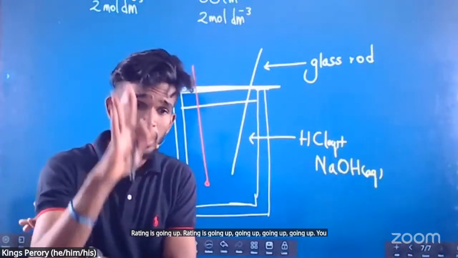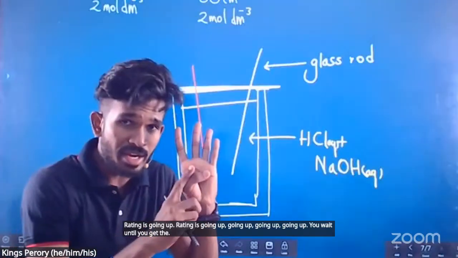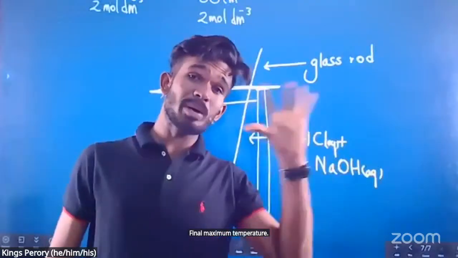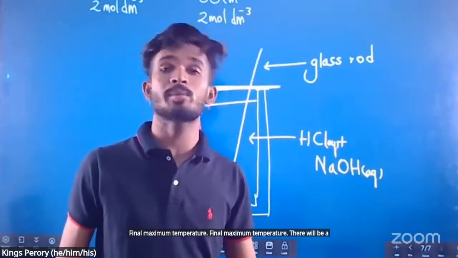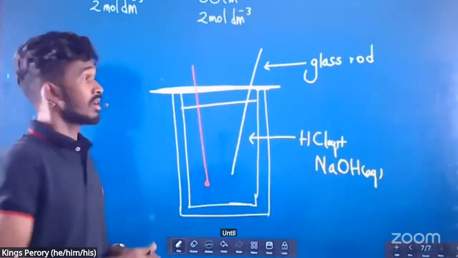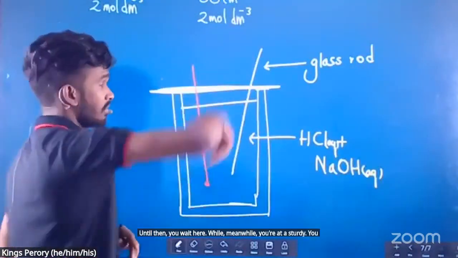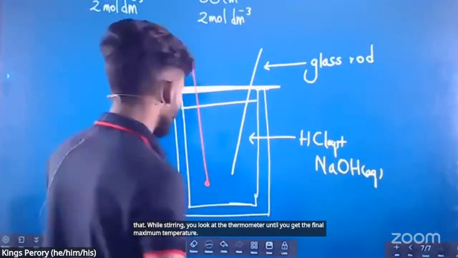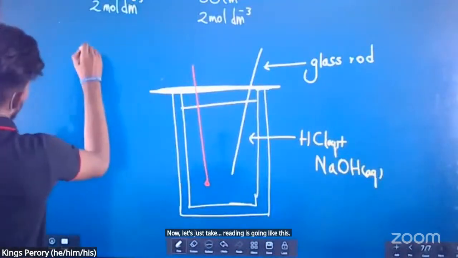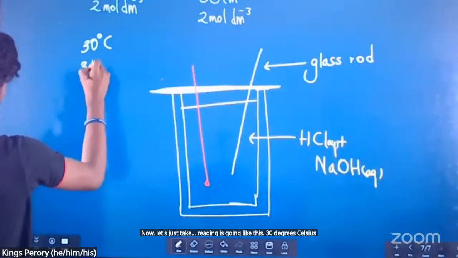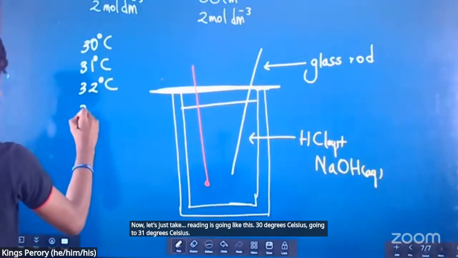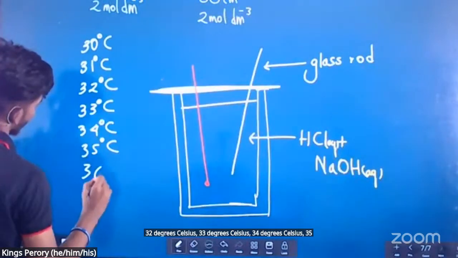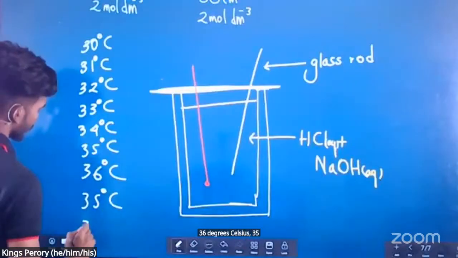You wait until you get the final maximum temperature. There will be a maximum value that the thermometer shows. So until then, you wait here. Meanwhile, you have to stir it. You can't stop that. While stirring, you look at the thermometer until you get the final maximum temperature. Now let's just take, the reading is going like this: 30 degrees Celsius, 31, 32, 33, 34, 35, 36 degrees Celsius, then 35, 34.